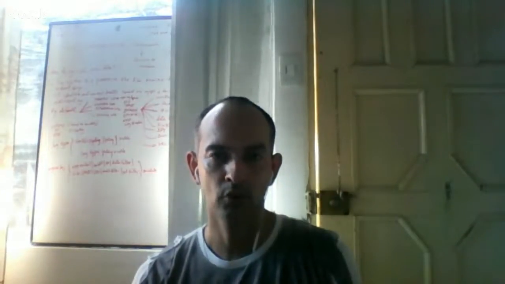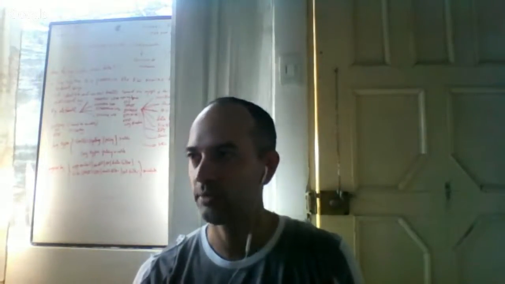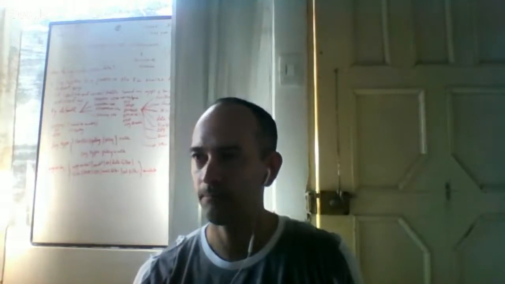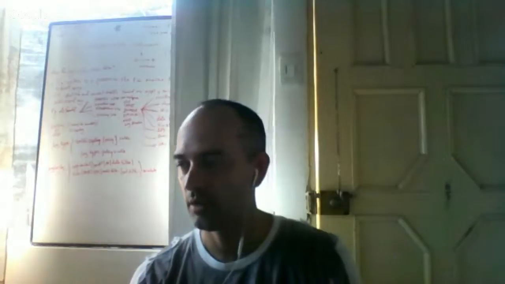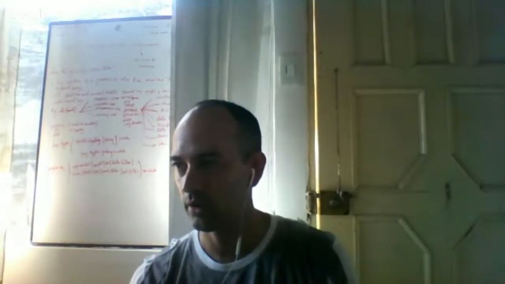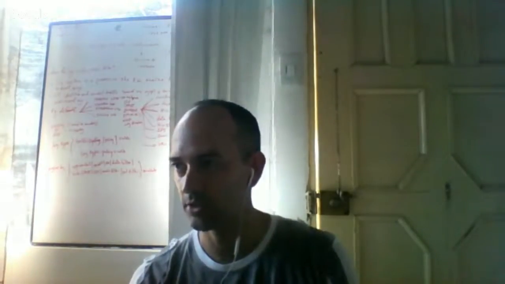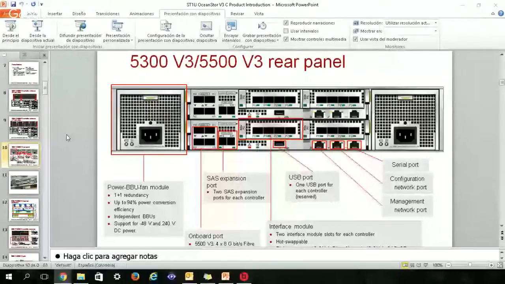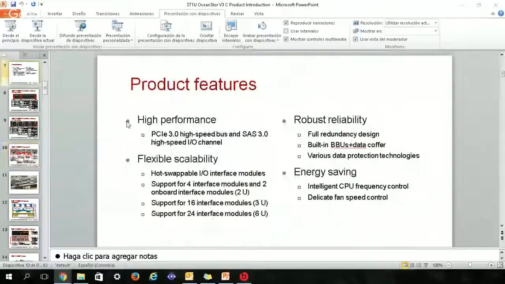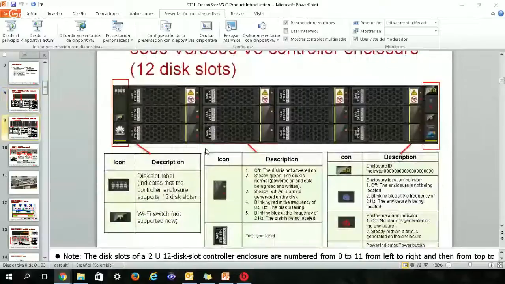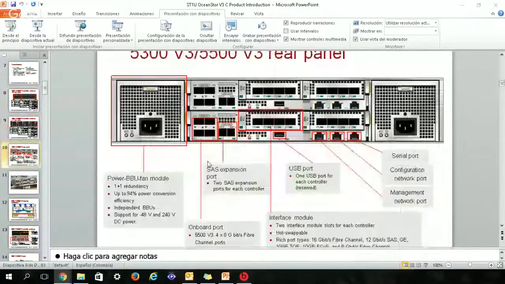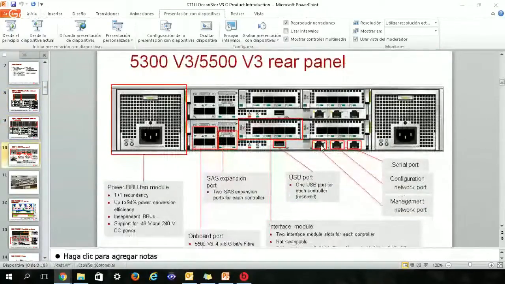So this is the rear panel of the same controller. Let me just go back to sharing my screen. All right, so there you go. So let's just go back to here. All right, so we talk about the controller enclosure, 25 disk slots, and then this is the rear panel.